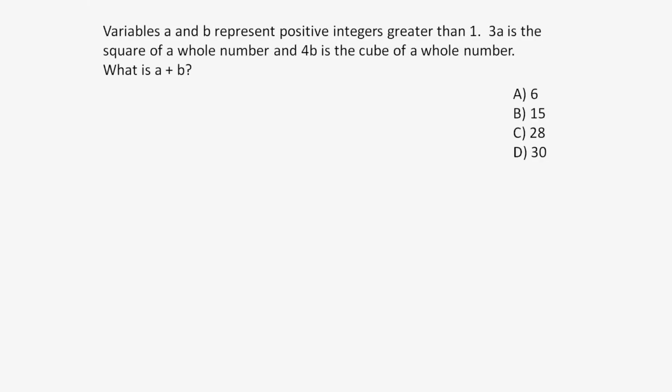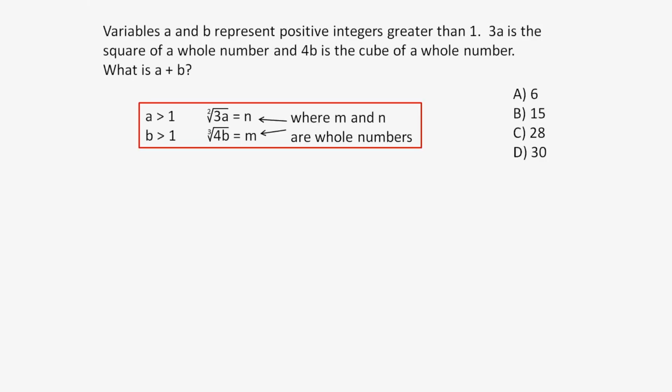Variables a and b represent positive integers greater than 1. 3a is the square of a whole number, and 4b is the cube of a whole number. What is a plus b? Let's begin by writing out what we know.